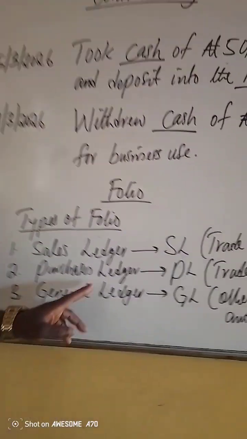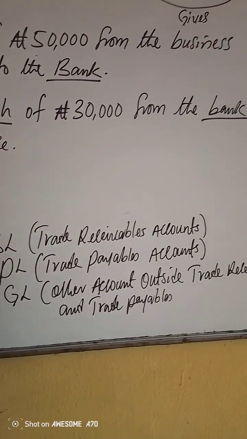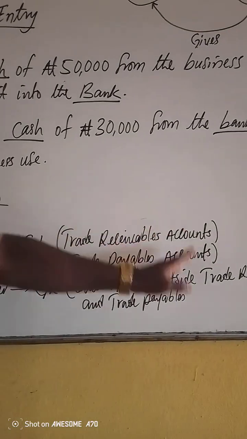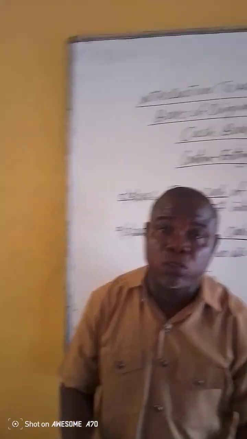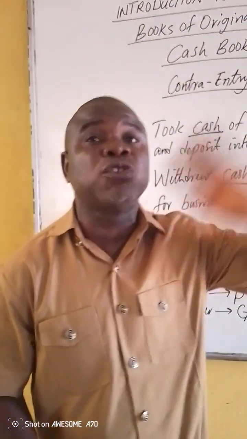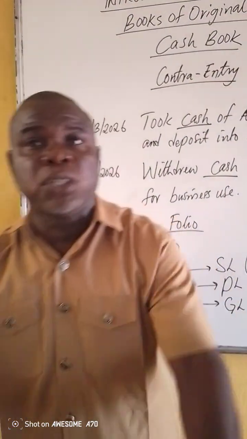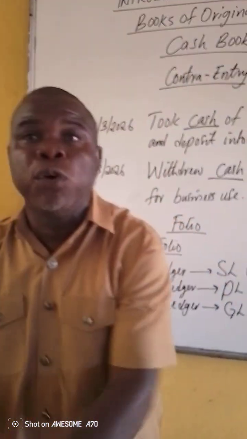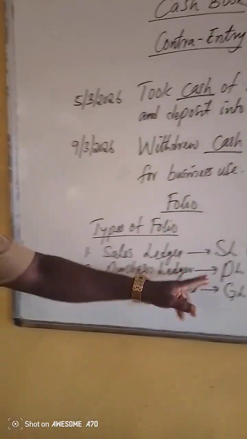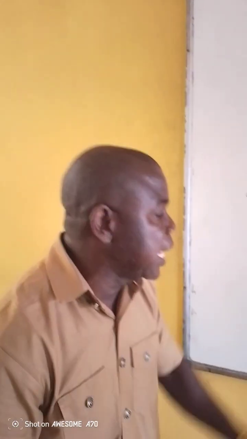The next one is the purchases ledger, which is referred to as PL, also referred to as the trade payables account. These are accounts of creditors. These are accounts of suppliers, that is, the people that the business bought goods from on credit. All those groups of accounts that form the creditors or trade payables, that is where the PL folio is used. So it is used if there's any payment to suppliers, if there's any return outward and the likes.